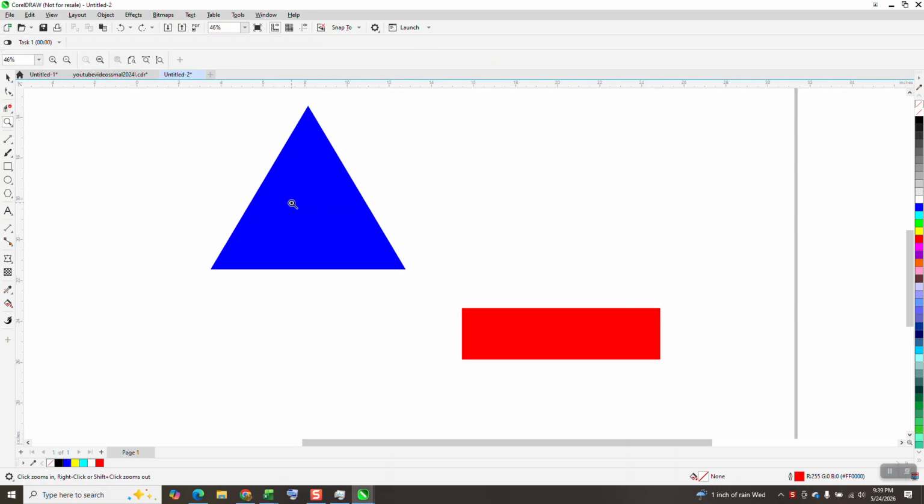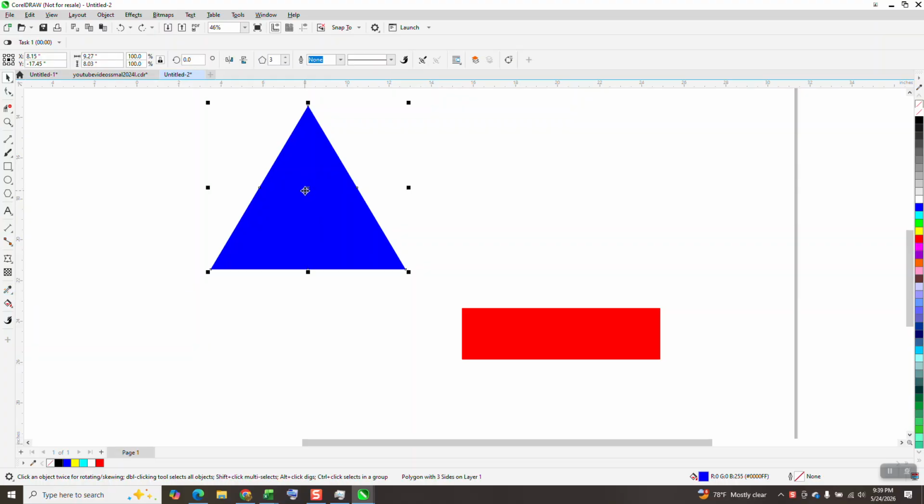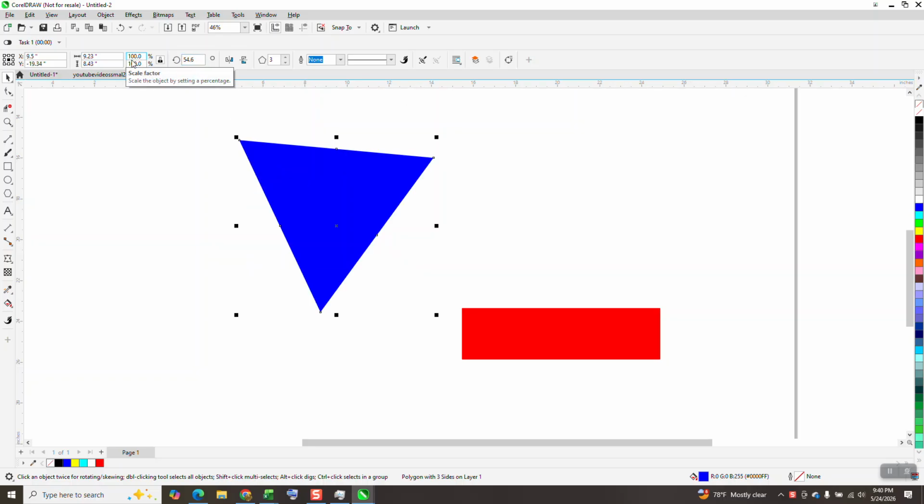This is part 2. Just yesterday I made a video about how the attribute eyedropper could help you find out the angle of something. And it's not that big a deal, but I thought, if you take a triangle and you rotate the triangle 54.6 degrees, how are you going to get that angle?